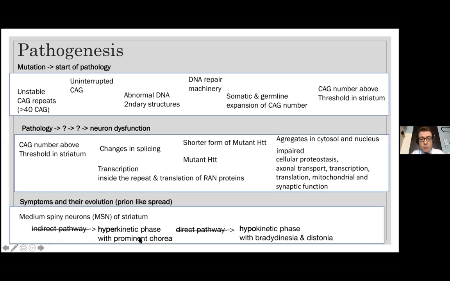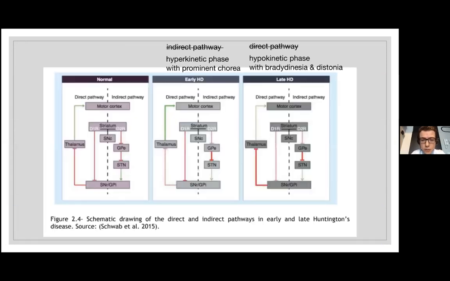Then there is a prion-like spread, and the direct pathway is also affected. And then we get a hypokinetic phase with bradykinesia and dystonia. And then it also spreads to other parts of the brain, leading to the other symptoms that we mentioned.